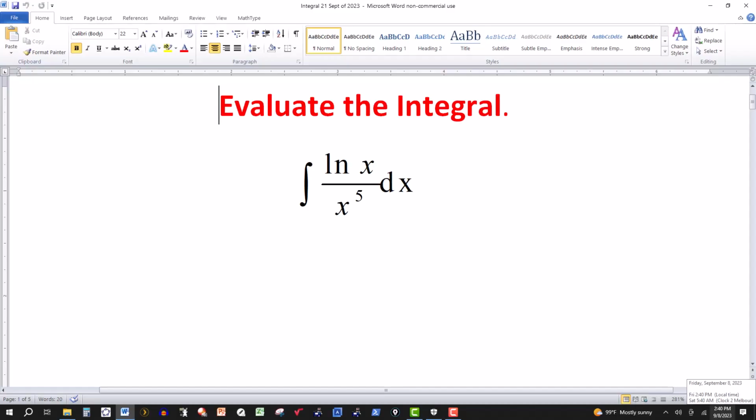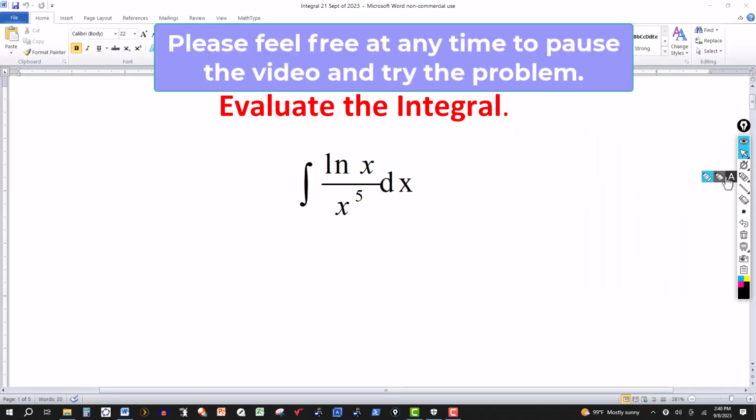In this video, we want to integrate ln of x over x to the fifth. It's a pretty good bet that whenever you have a natural log multiplied or divided by a variable, in this case x to the fifth, integration by parts is going to work. You can have some others also, but in this one I'm going to go with integration by parts.